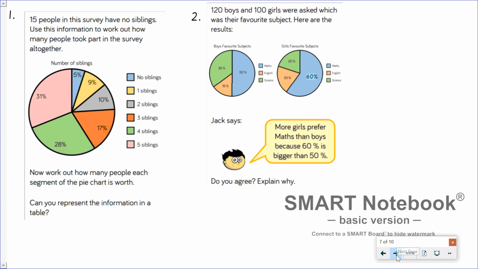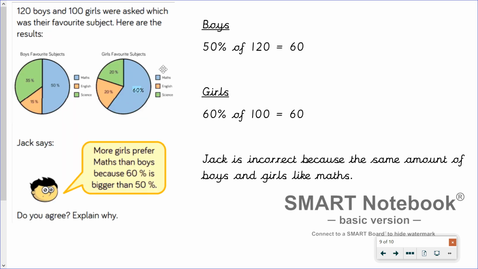So hopefully my computer's kept the answers here. Yes, it has. So we've got 60% now. So 50% of boys like maths, 60% like maths of the girls. Jack says more girls prefer maths than boys because 60% is bigger than 50%. Do you agree?